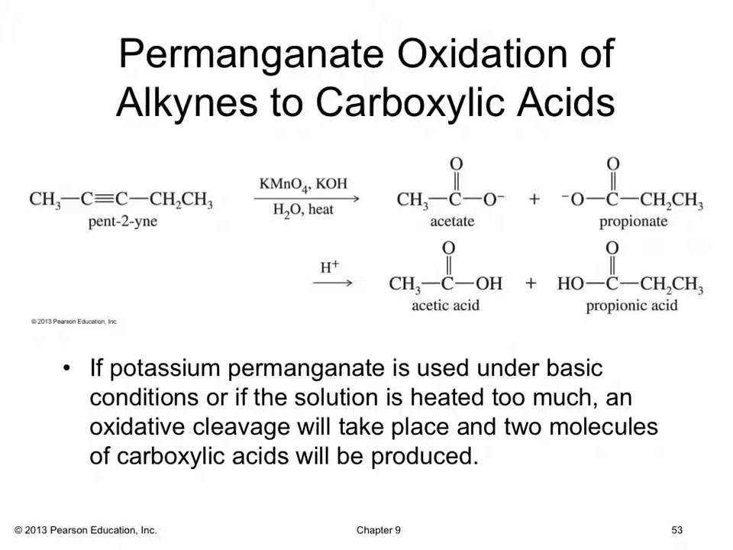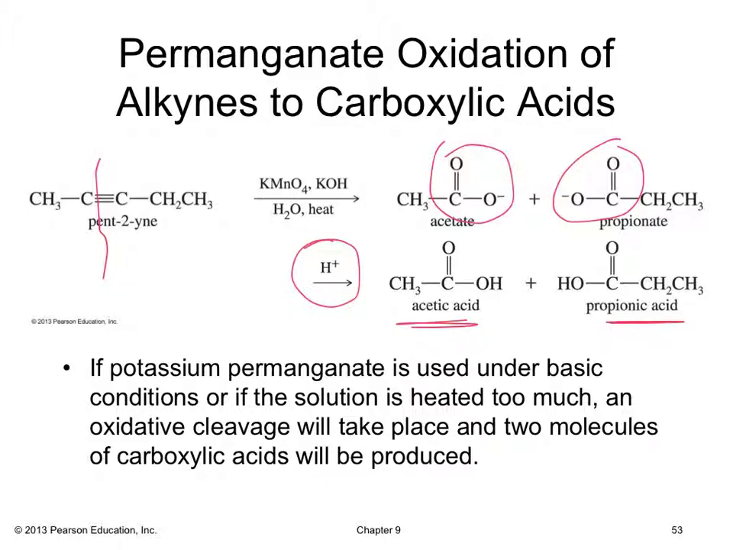So, permanganate oxidation of alkynes to carboxylic acids. Now if you add basic conditions and add heat to the system, this is going to cleave that triple bond, so that you generate the acids on each side. Once you protonate, this will take you from the carboxylate ions to acetic acid and propionic acid.